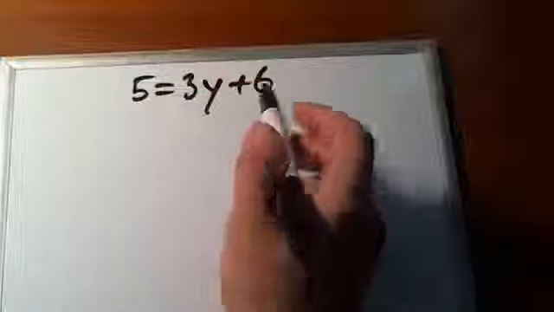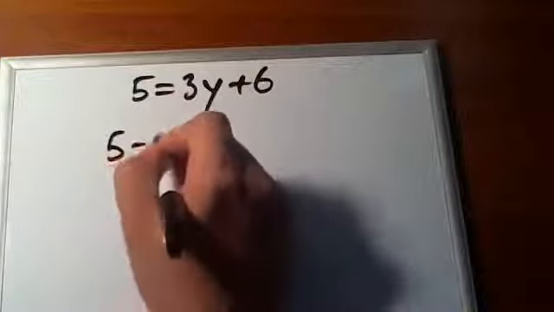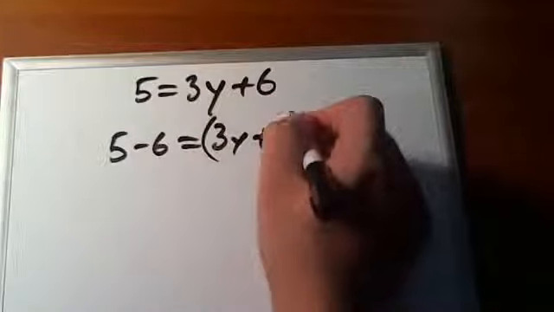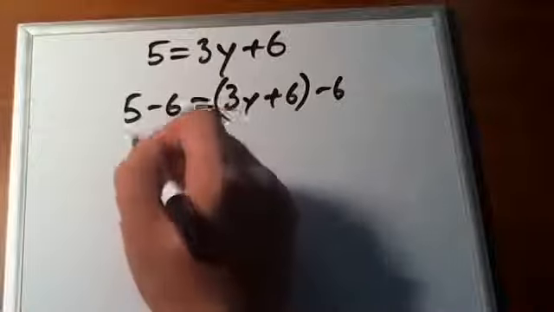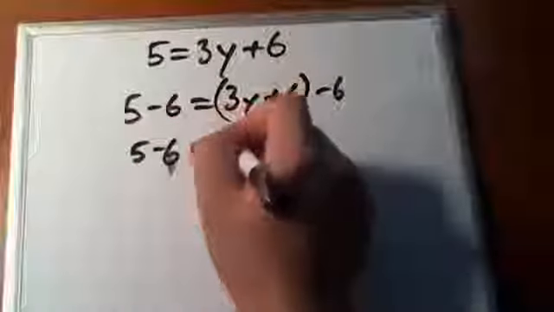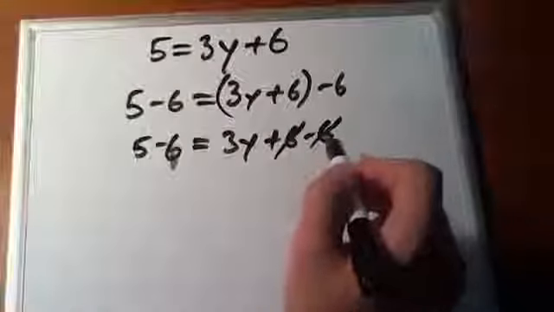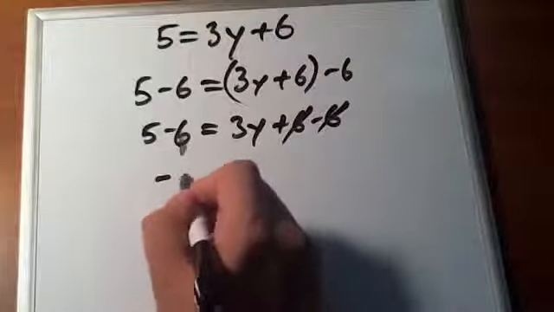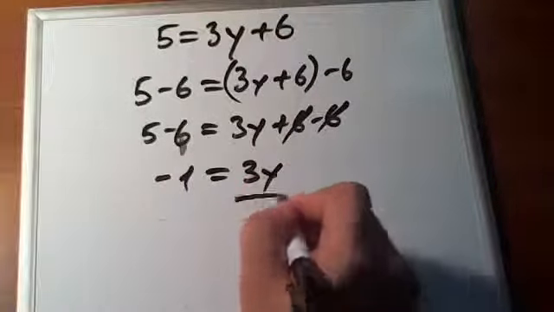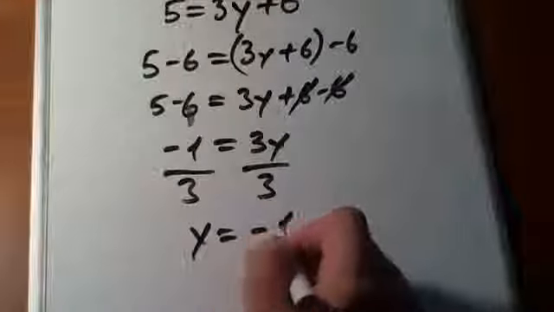Again, first step is to get rid of this 6. We subtract 6 from this side as well as from this side. So we have 5 minus 6 is equal to 3y plus 6 minus 6. 6 and minus 6 go away. We have 5 minus 6 will result in negative 1 is equal to 3y. We divide this by 3, so we'll have y is equal to negative 1/3.